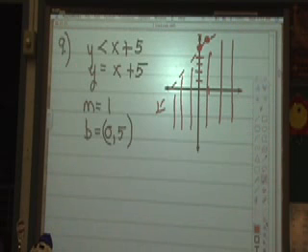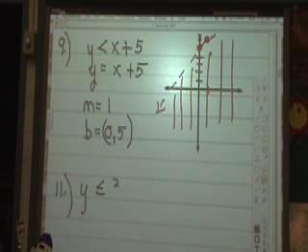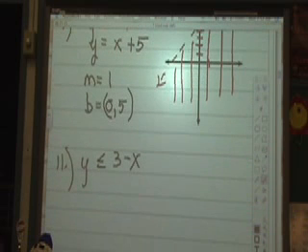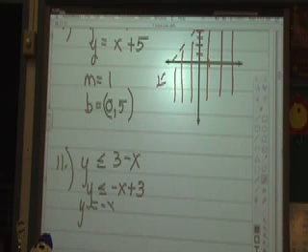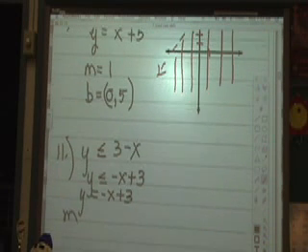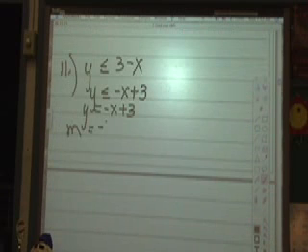Number 11. Y is less than or equal to 3 minus x. Get that in slope-intercept form, Steffi. Y is less than or equal to -x plus 3. The boundary equation? Y equals -x plus 3. Slope is -1.